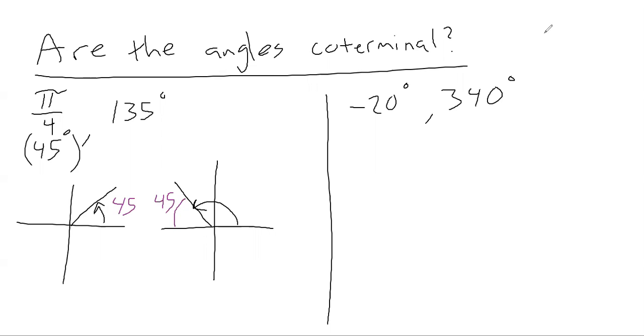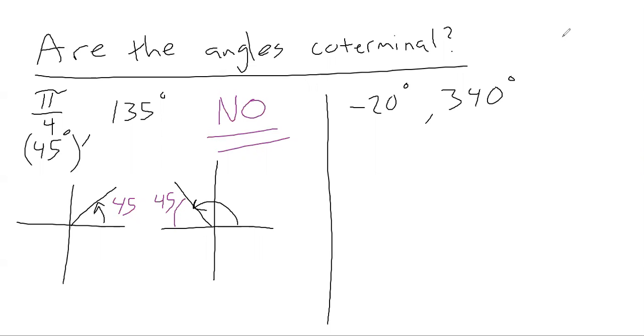However, just because they have the same reference angle does not mean that they're coterminal. They must have the same reference angle in the same quadrant. So where the pi over 4 or the 45-degree angle is in the upper right, in quadrant 1, the 135-degree angle is in the second quadrant in the upper left. So I would have to say no, these are not coterminal, even though they have the same reference angle.